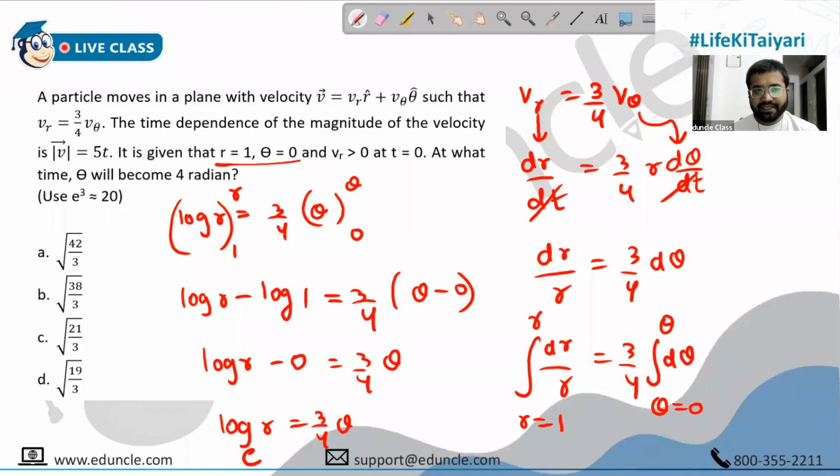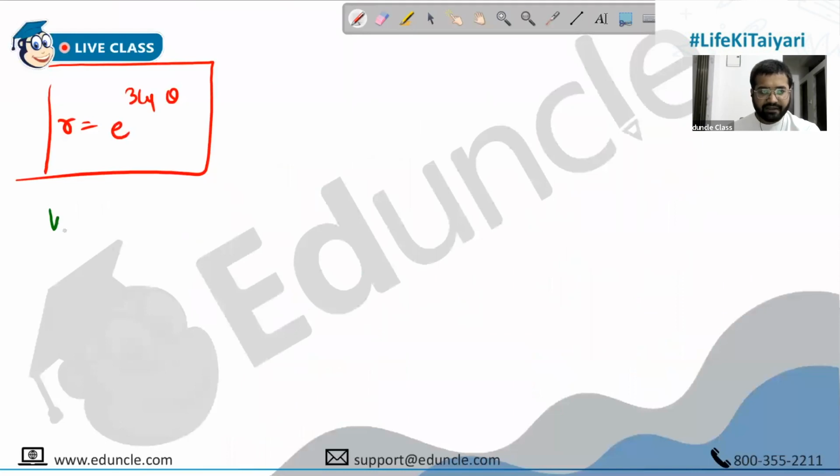A particle moves in a plane with velocity. This we already know. The whole first line is time pass. We already know this: Vr is 3 by 4 v theta. We have already used this, but we will write it. Vr is 3 by 4 v theta. So this is the information that they had given us.